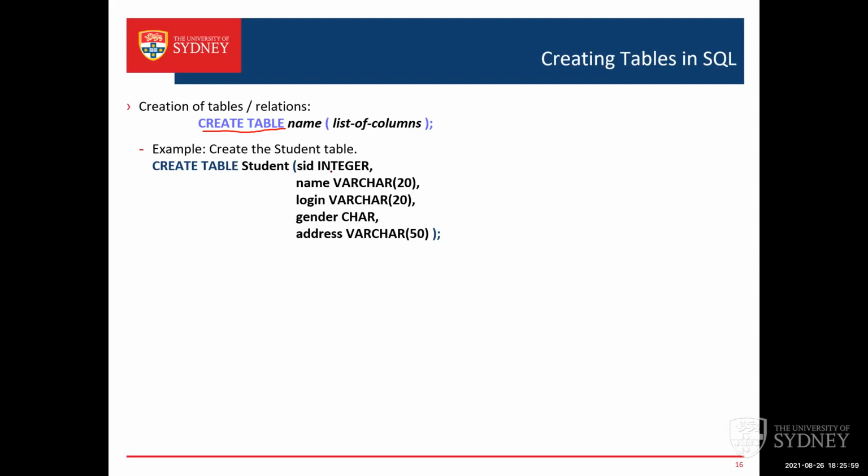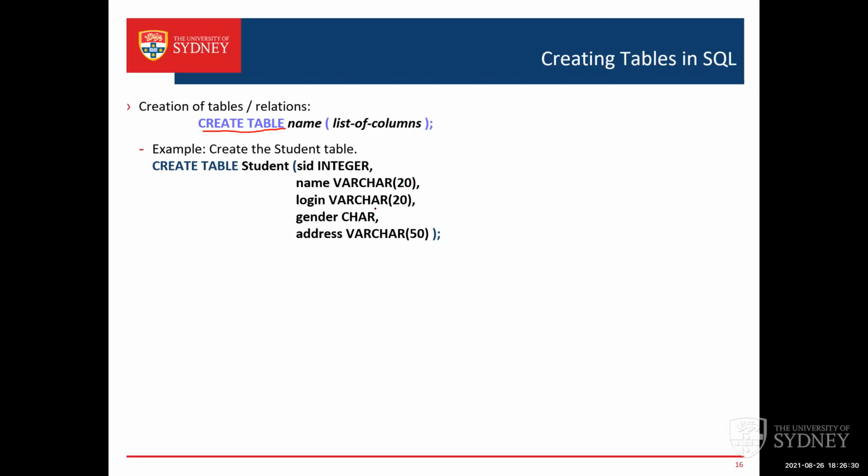SID, let's say it would be integer. Integer simply means 1, 2, 3, 4, 5, numbers. Name will be variable character, a variable number of characters, because every person's name has a different number of characters, right? So that's why this one is written as varchar, variable character, but the maximum size is 20. That simply means that one name can consist of a maximum of 20 characters. So we have to define a maximum size for this variable one.